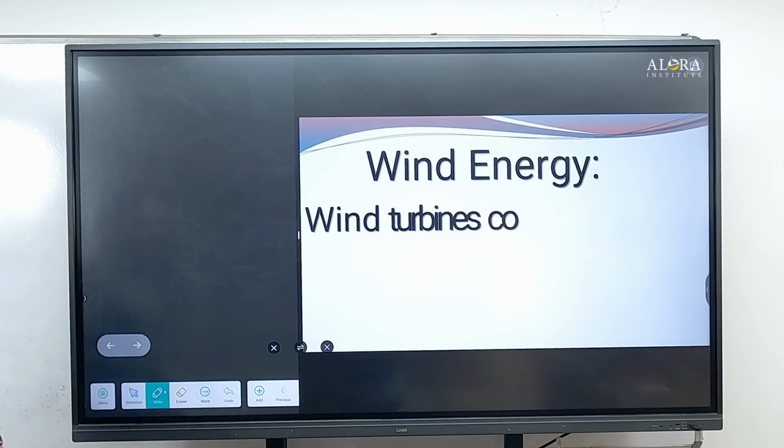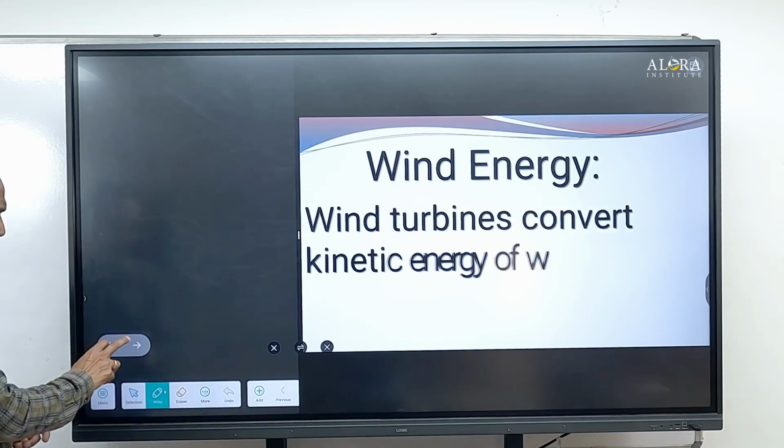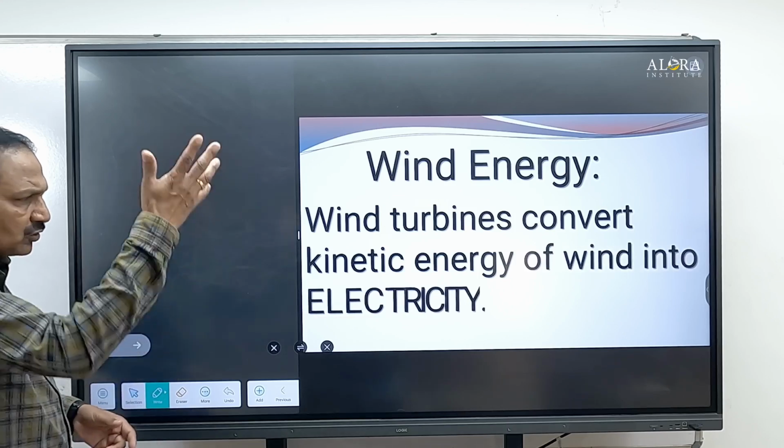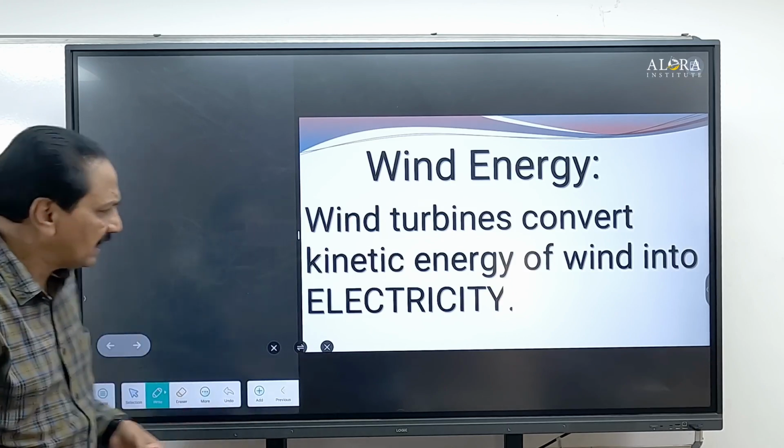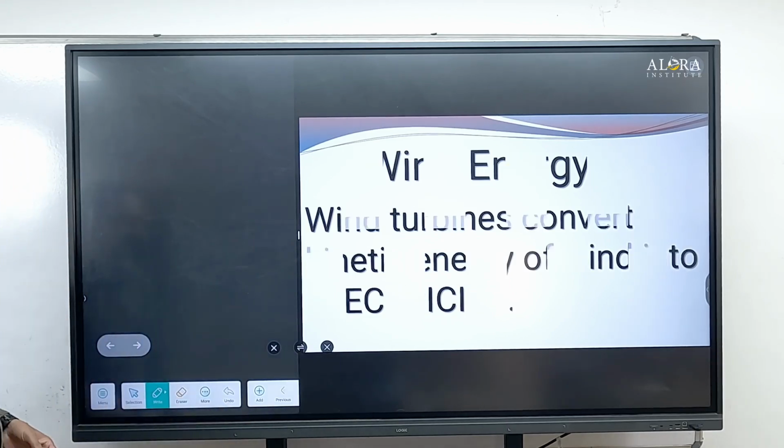So this is also what you call renewable energy. Continuously, as long as there is wind blowing, we are getting this energy. Wind turbines convert the kinetic energy of the wind into electricity or electrical energy, you can say.